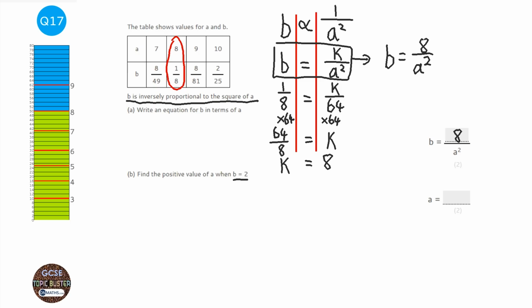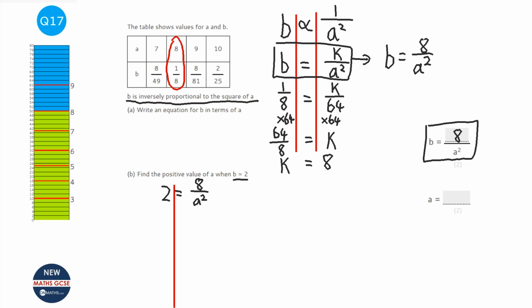So I'm going to write the same thing as I've written down for my answer here, but instead of b, I'm just going to write 2. So 2 equals 8 over a squared. Get my lines down. Okay, so the first thing I'm going to do is times both sides by a squared. So the best thing to do is get rid of any brackets or fractions. And since over means divide by a squared, I'm going to times by a squared, so it would be 2a squared equals 8.